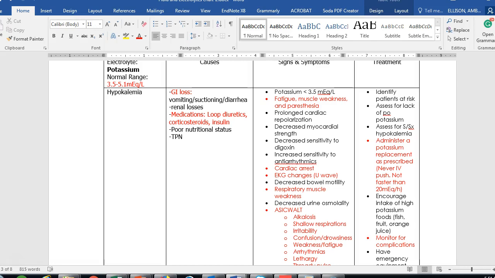You also don't want to give potassium IM. You don't want to give potassium sub-Q. You don't want to crush potassium. Potassium hurts. It's kind of irritating to the veins. So if they complain about it hurting, first assess your IV and make sure it's not infiltrated. And then after you determine that your IV is not infiltrated, you want to dilute. Never want to give IV potassium faster than 20 milliequivalents per hour.